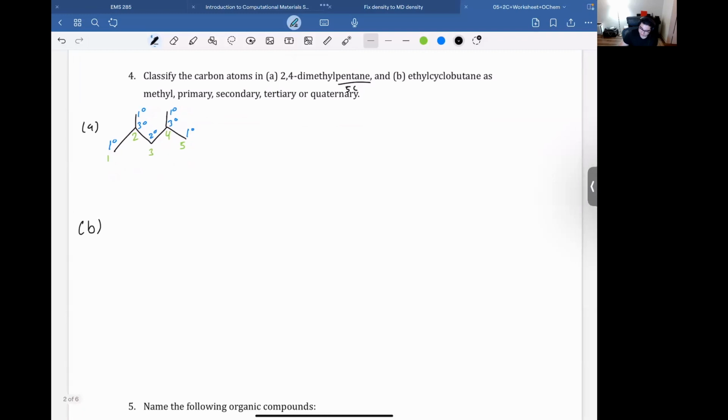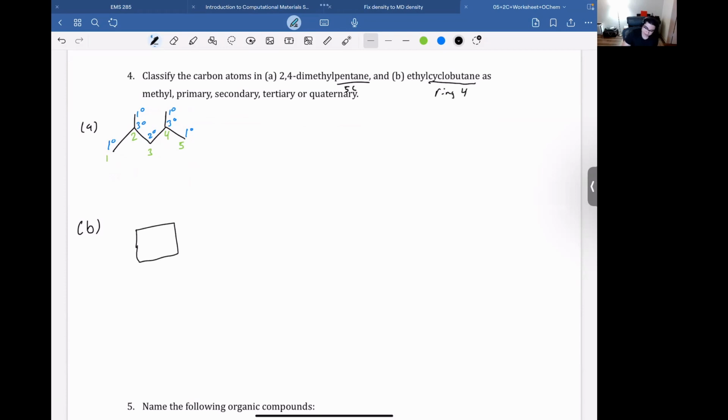Going on to B, we have ethyl cyclobutane. Drawing that out, we have cyclobutane as the parent chain. We can draw a square. We have an ethyl group hanging off of the first carbon, like that. Since the 1 is not put in, it's implied to be 1. So think of it as 1 ethyl cyclobutane. You can really put it wherever you want, as long as you denote that carbon as 1.